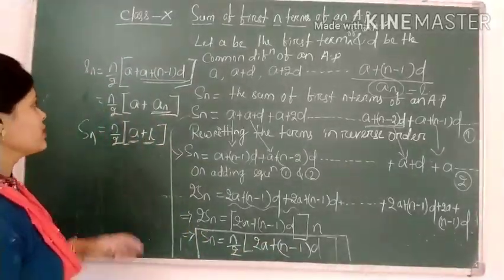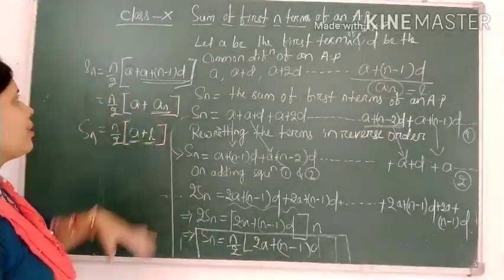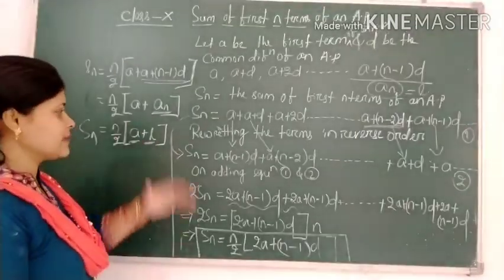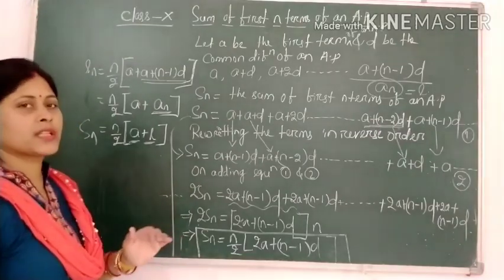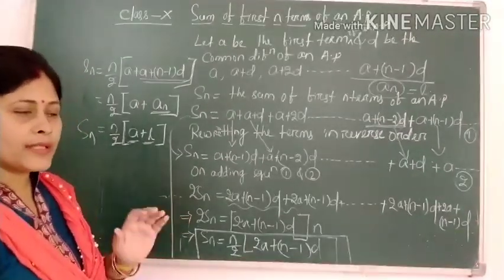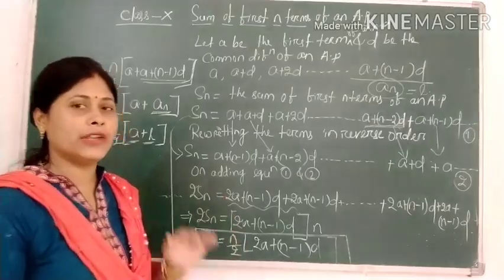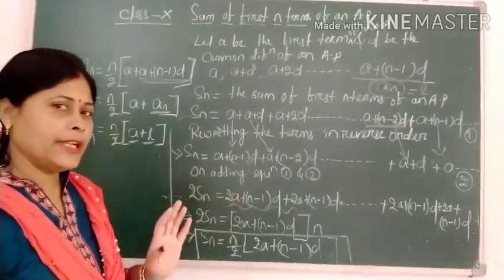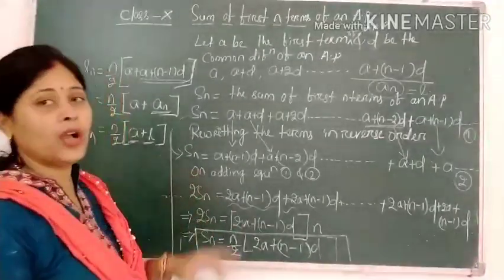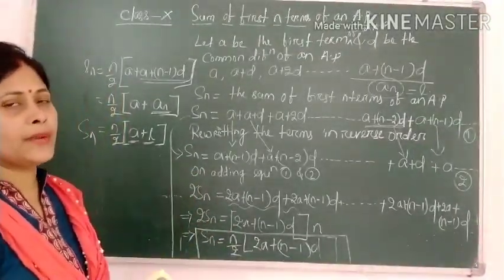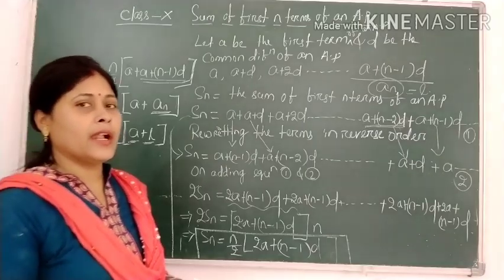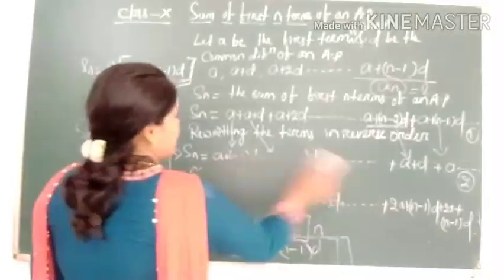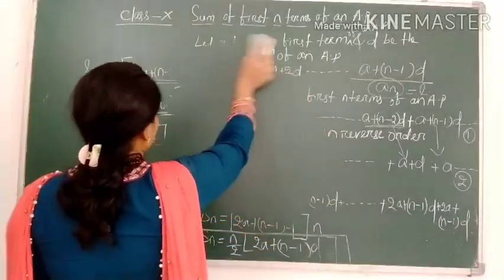Got it, students? So these are all about the sum of first n terms of an AP, and it is very easy. You just have to know the value of the first term, the value of the common difference, and the value of n. After that, you will find your sum of n terms of an AP. Got it, students? Did you understand? If you understood, then let's try one problem.